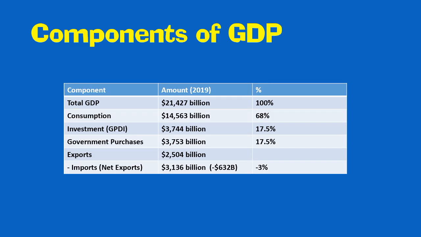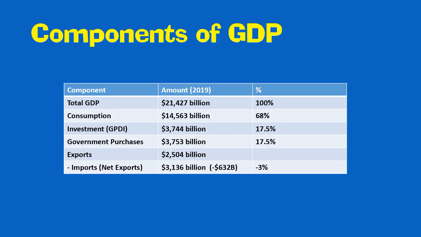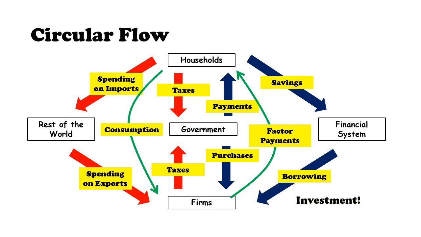Okay? Investment, which is called gross private domestic investment, GDPI, but investment, $3,744 billion. That's 17.5%. Okay? So this part over here, this borrowing from the financial system, that's 17.5% of what goes on in the economy. And government purchases, $3,753 billion, which is also 17.5%. Those things are as close to equal as you would ever get. So the government part, this whole government part in the middle here, is 17.5%.